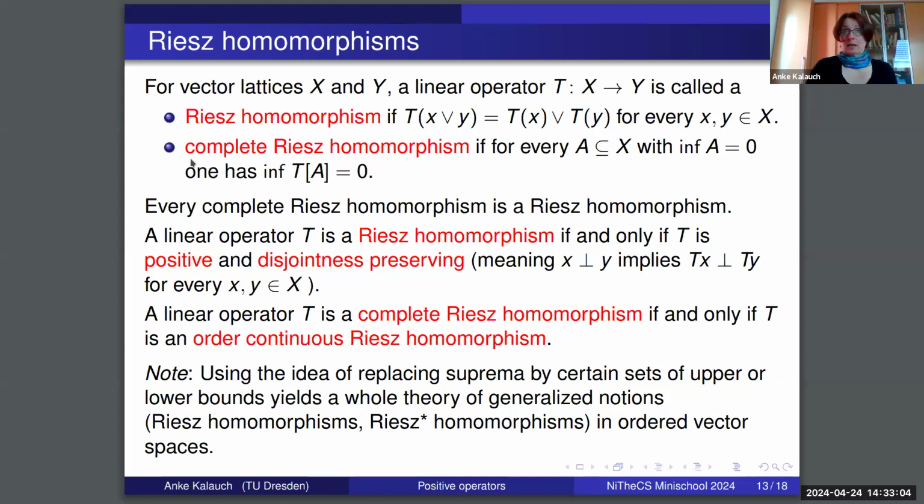And there is a second notion, the complete Riesz homomorphisms. They are defined as follows. This notion is defined for subsets A of X. If the infimum of A is 0, then the same holds for the images, the set T of A. And of course, every complete Riesz homomorphism is a Riesz homomorphism.